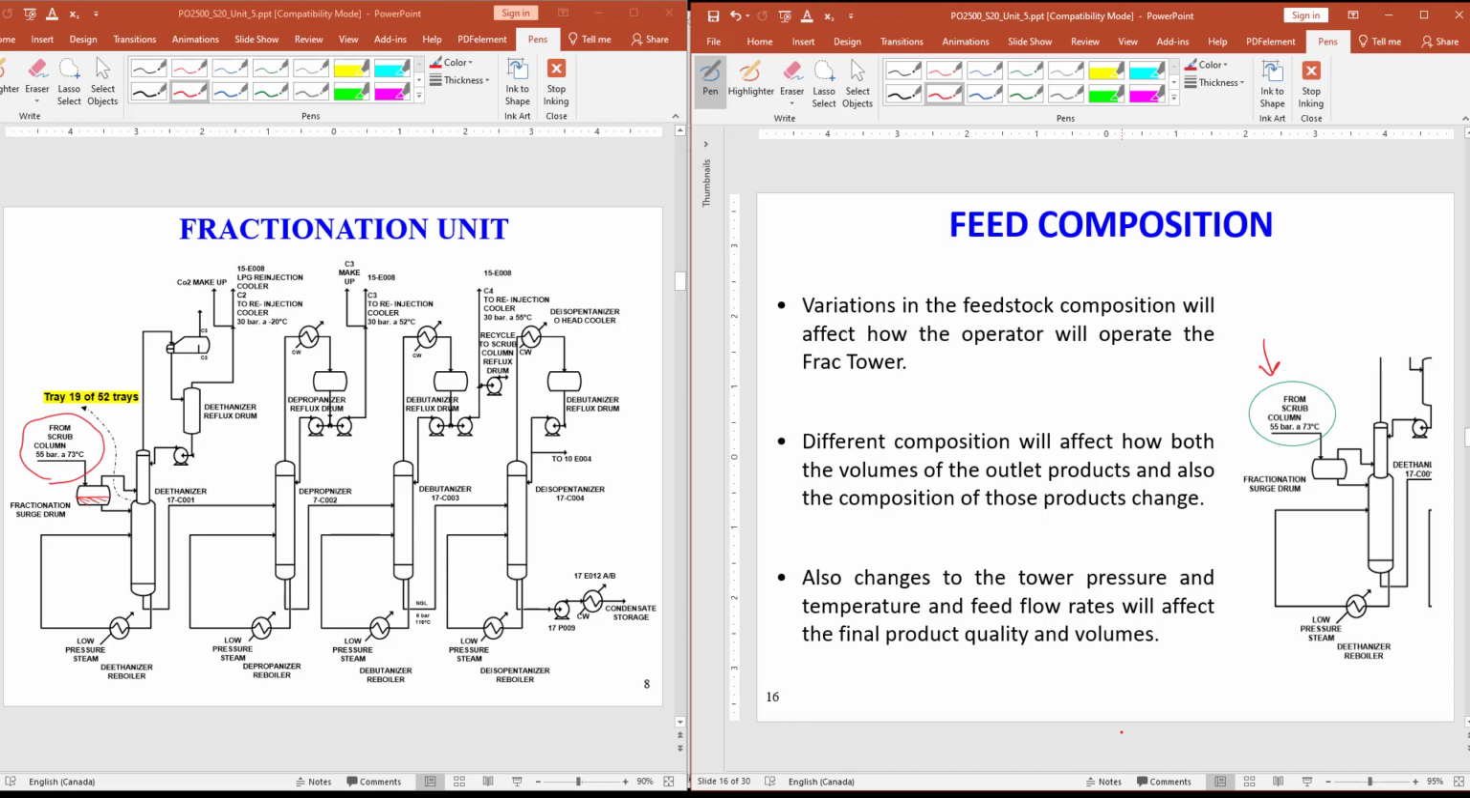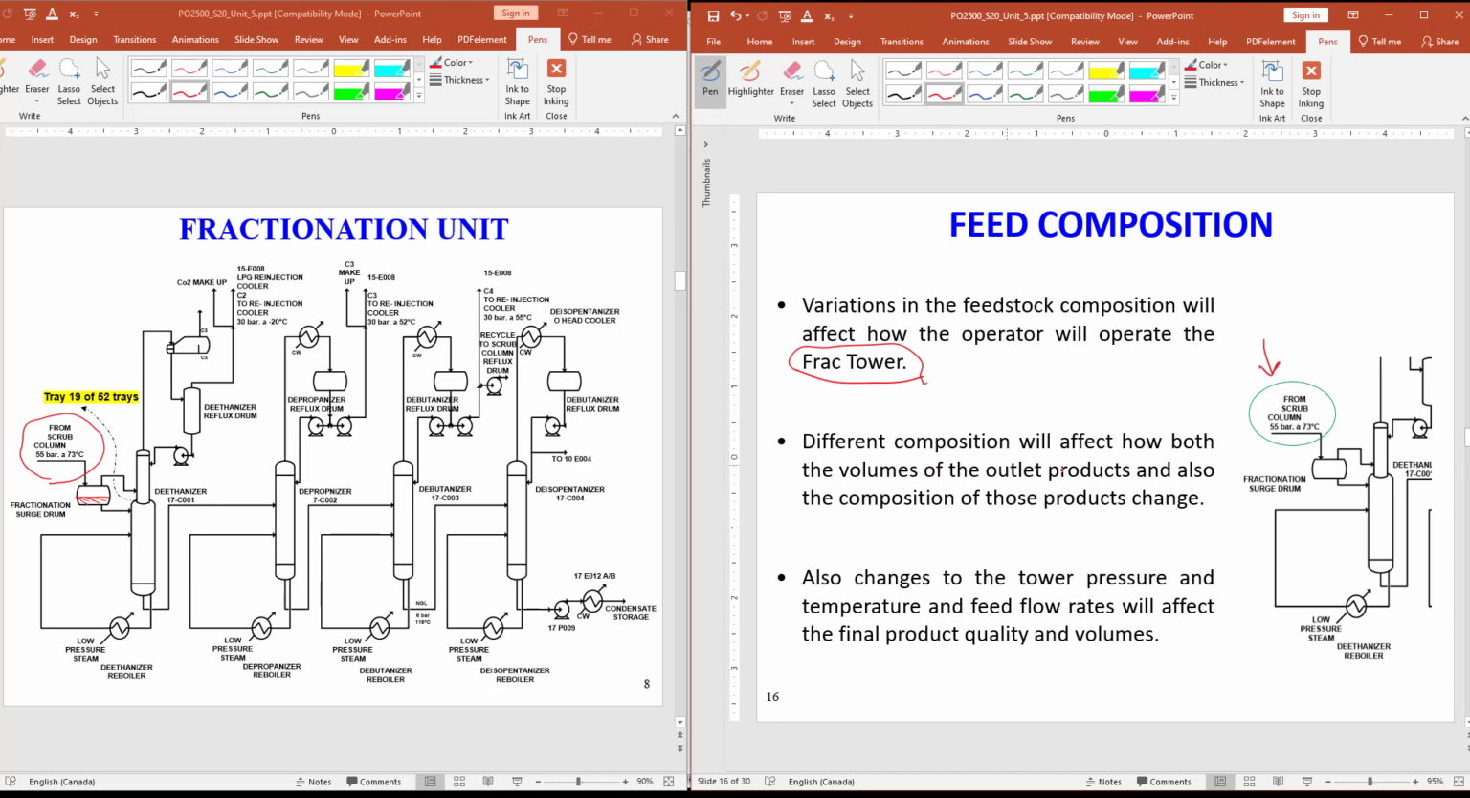For different reasons, it can change because it's coming from a scrubber, a scrub column. So if the conditions in the scrub column change, the bottom product of the scrub column, which is the feed here, will change. This change in the variation will also affect how we operate this fractionation unit. Depending on the composition that we are receiving, we have to adjust temperature, pressure, and the reflux ratio in these distillation columns.